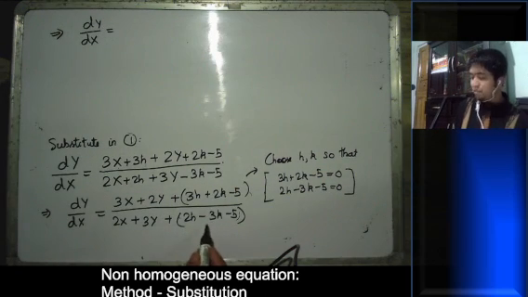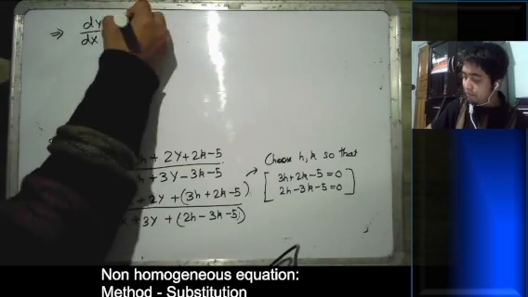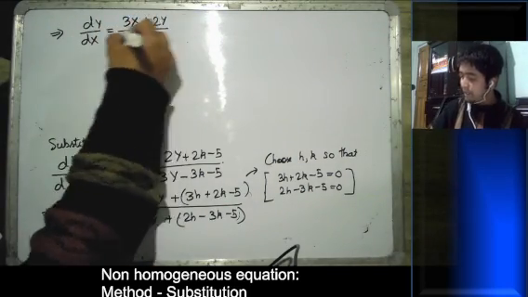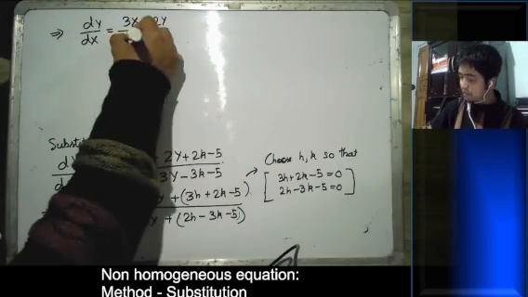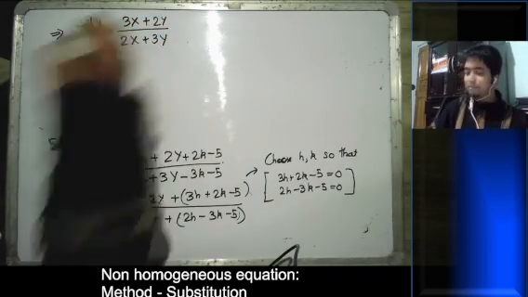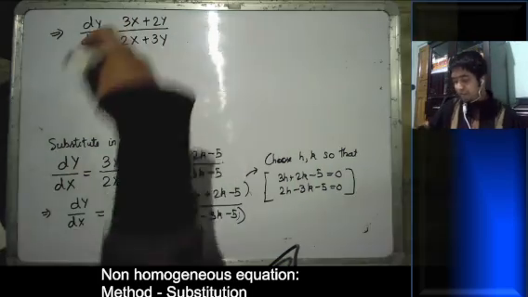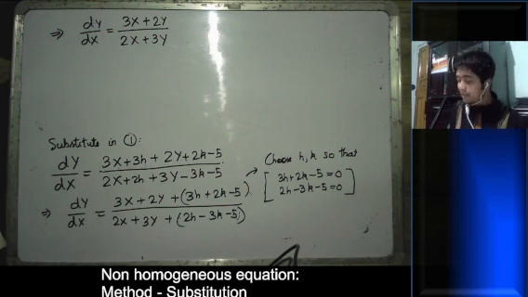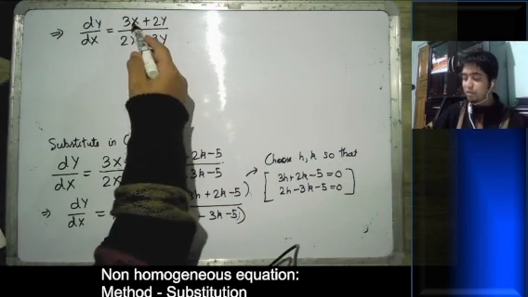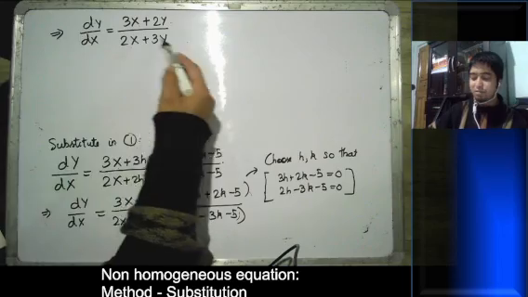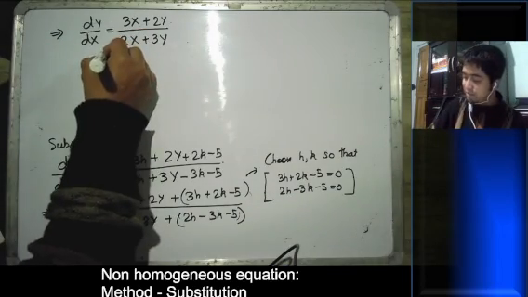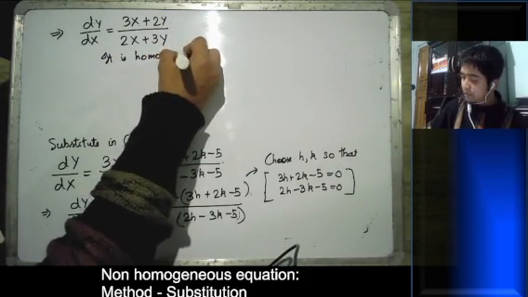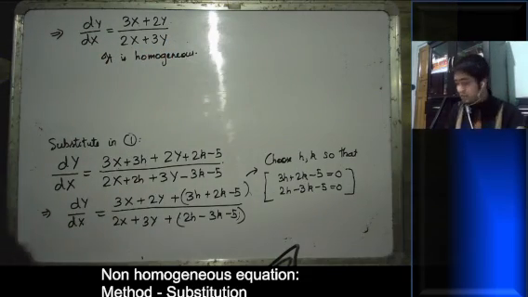So if this one is 0 and this one is also 0, you'll be left with 3x plus 2y divided by 2x plus 3y. So after doing all this substitution, we notice something, okay, that now it has become homogeneous. The power is 1, power is 1, power is 1, power is 1. Okay, so it is homogeneous. So now we solve it like a homogeneous equation.